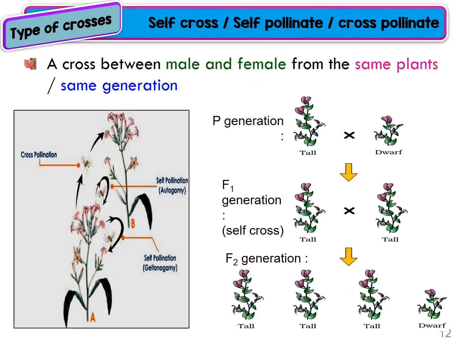In this chapter, we will be learning two types of crosses. The first cross is the self-cross. Self-cross can be defined as a cross between male and female from the same plant of the same generation. In Mendel's experiment, Mendel crossed the same plant from the same generation, from the male and female counterparts, to show the dihybrid and monohybrid experiments.